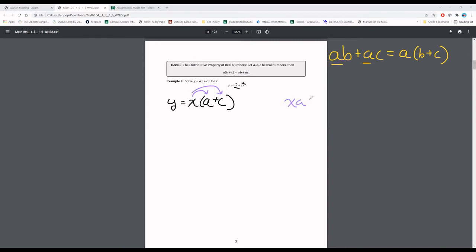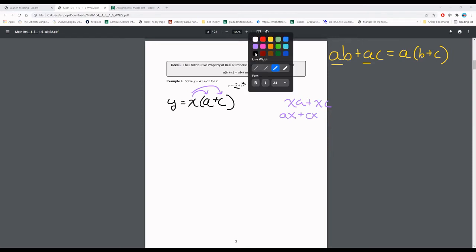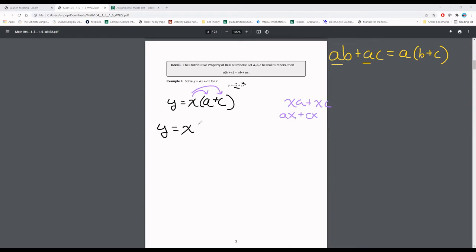I'll get x times a plus x times c, but we know multiplication has this one little thing where I can write it in any direction, and it's still true. So I will factor the x out of both. Doing that gives me that the formula is now written as we have above. Now I have a multiplication. I have x times this chunk in parentheses, a plus c.